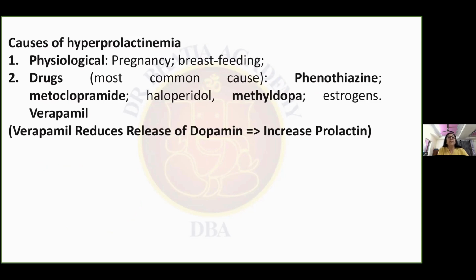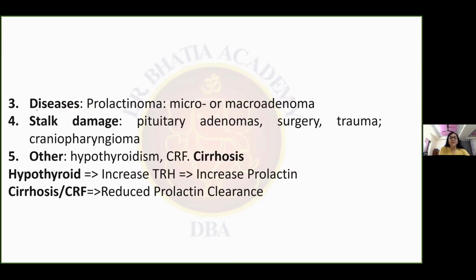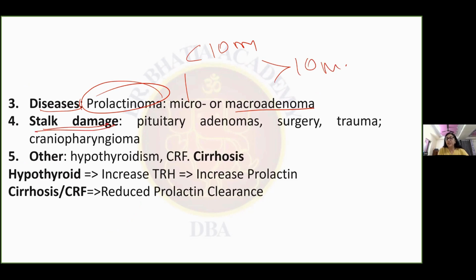Causes of hyperprolactinemia. Physiologically: pregnancy and breastfeeding, that is lactation. Drugs: metoclopramide, that is a dopamine antagonist, phenothiazines, haloperidol, methyldopa, estrogens, verapamil. Certain diseases: most common is prolactinoma, which is micro if it is less than 10 mm, macro if it is more than 10 mm. Stalk damage, we just read: stalk section, pituitary adenoma, surgery or trauma or craniopharyngioma will release the prolactin from the inhibitory action of dopamine.